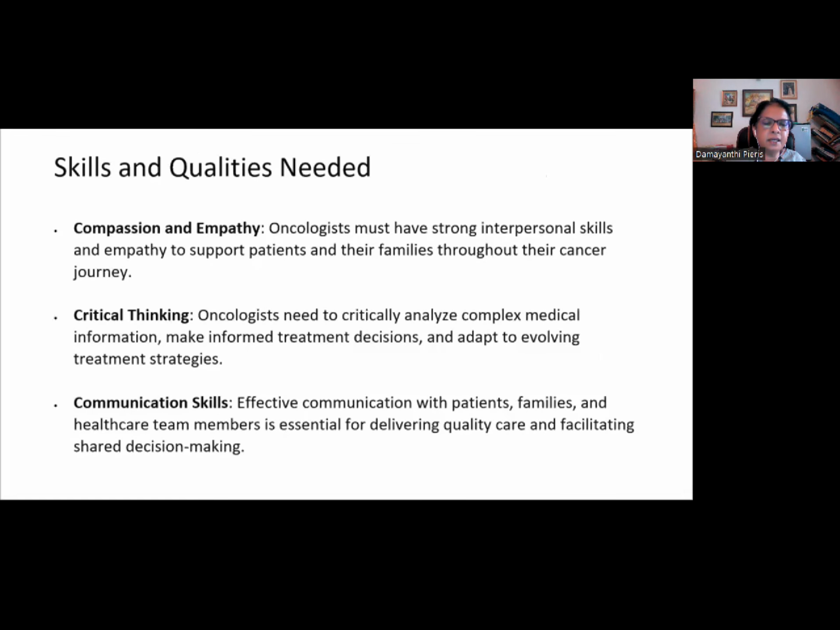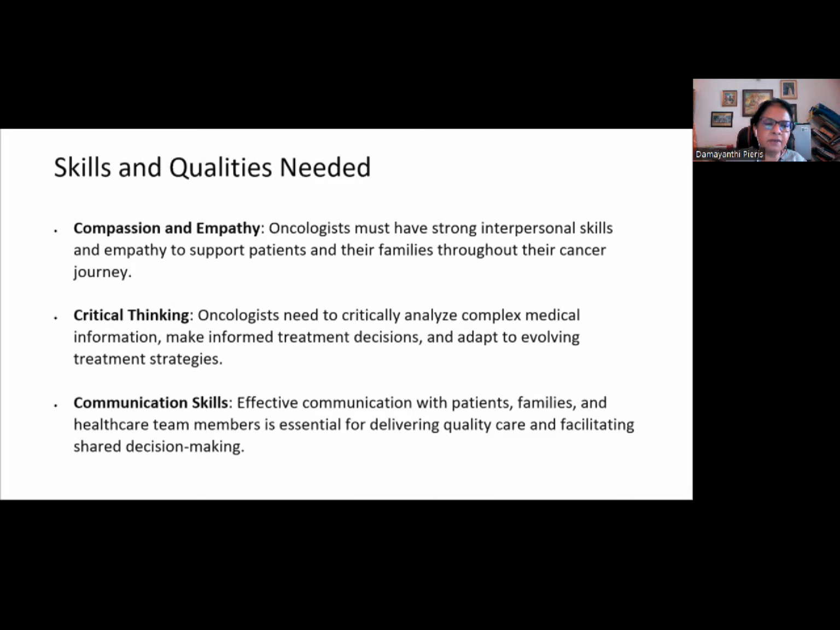And what we need as skills and qualities to become an oncologist is, one important thing, to have compassion and empathy. If you want to treat a patient, you need to have these qualities in yourself. An oncologist has to do critical thinking, because all the patients will not come as a textbook case. And sometimes with our knowledge, we have to make decisions and we may have to adapt to evolving treatment strategies. And another very important skill is communication skill.